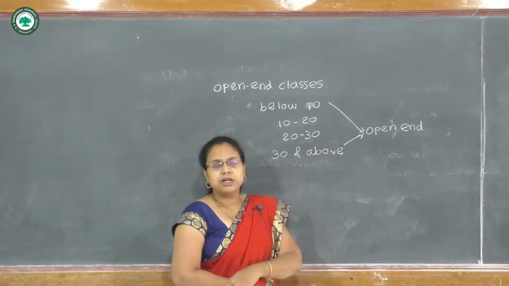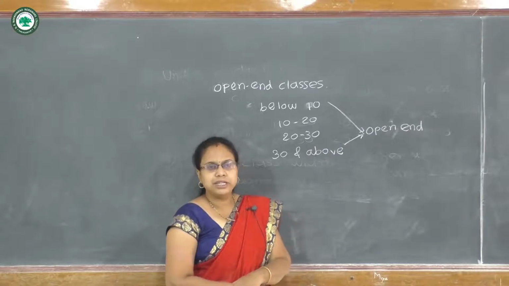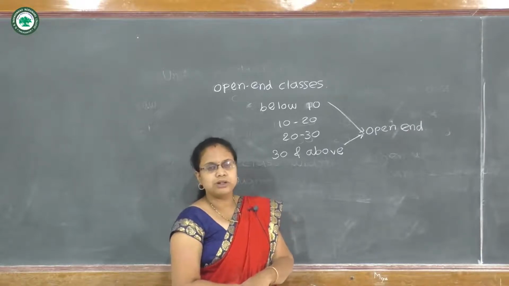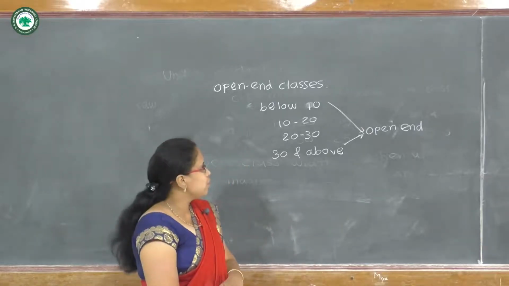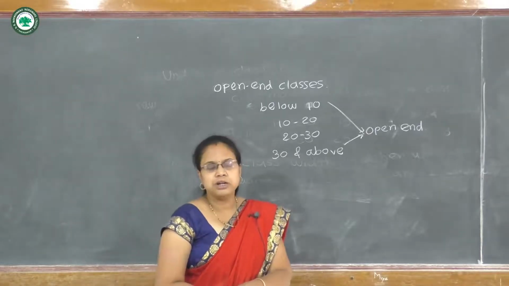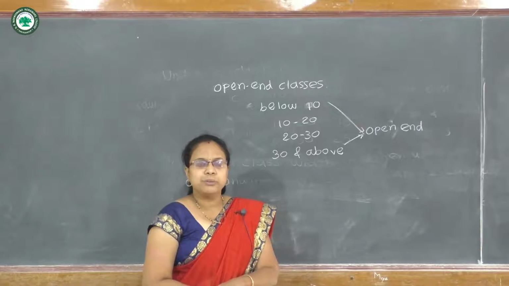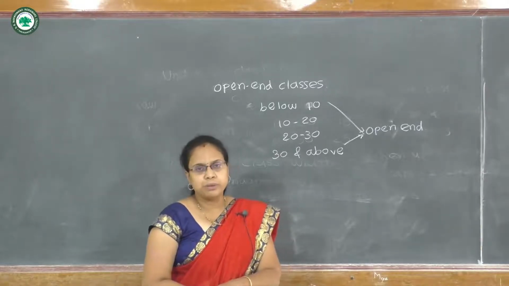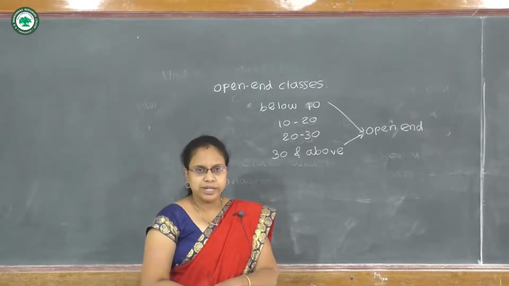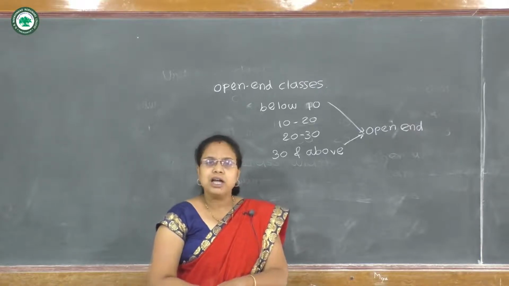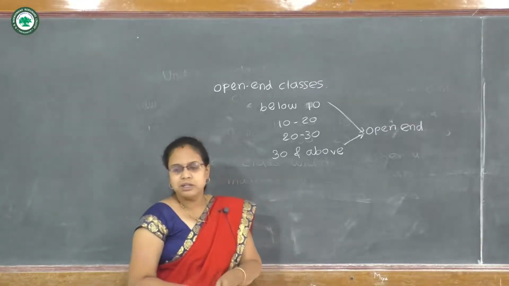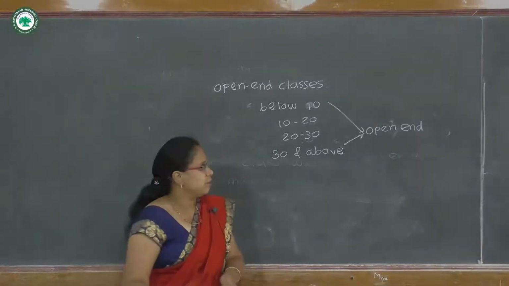For example, suppose we want to obtain the income of families or the sale of a particular product, then these open-end classes are used. But actually the open-end classes create a problem in analysis of data. That's why these type of classes are actually avoided from the presentation of data.